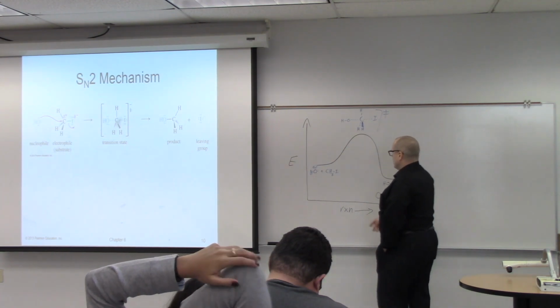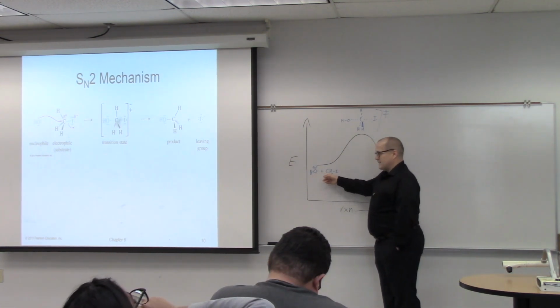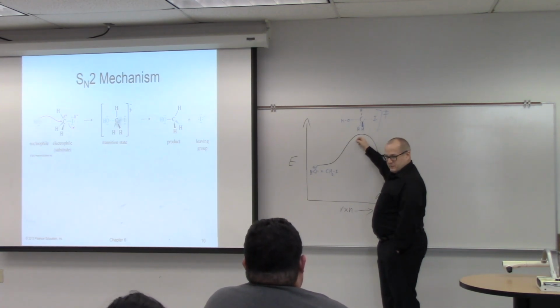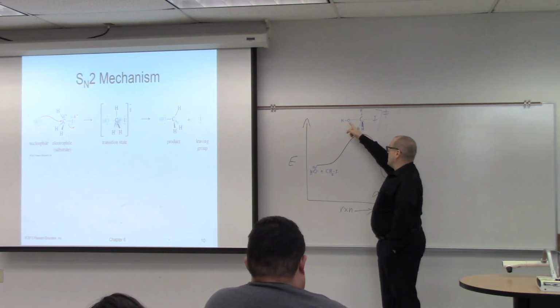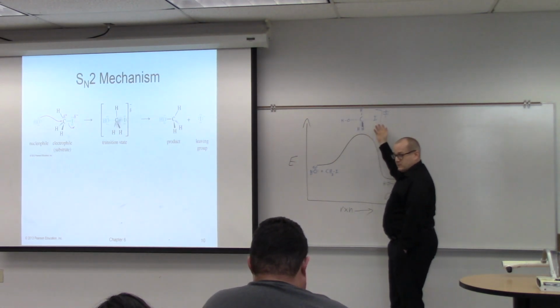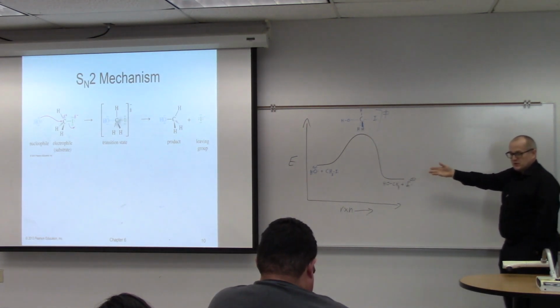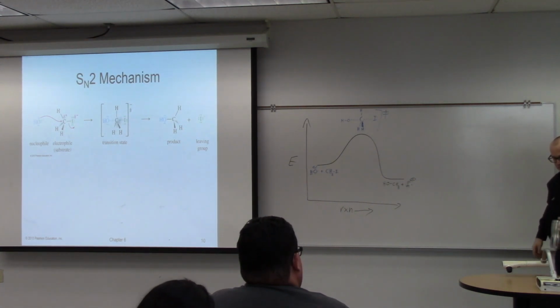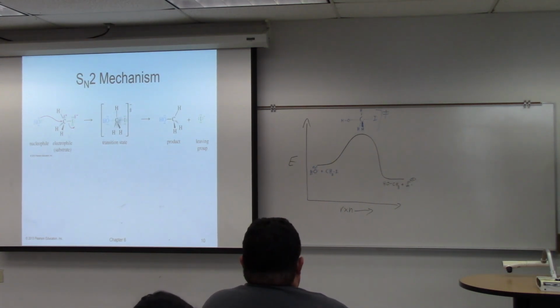So here, this attacks that in the rate limiting step. This is the only step, so it's rate limiting, right? Okay? That's how I know both of these things are there. That's how I know, because both concentrations affect rate. Cool, huh?